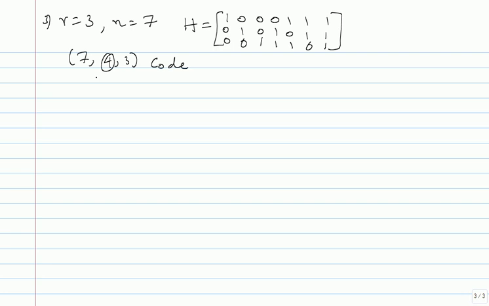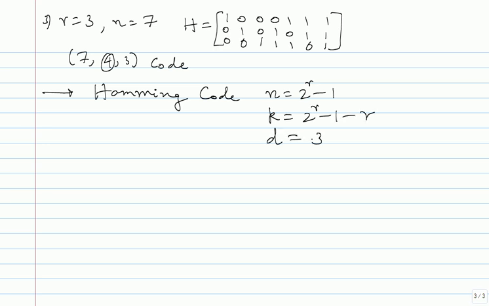All these codes, where given an r you try to maximize n, are called Hamming codes. That's the definition of the Hamming code. They have n equals 2 power r minus 1, k equals 2 power r minus 1 minus r, and d equals 3. Those are the parameters of the binary Hamming code. It's one of the oldest codes to be invented, very simple and nice to describe. It has error correcting capability 1.